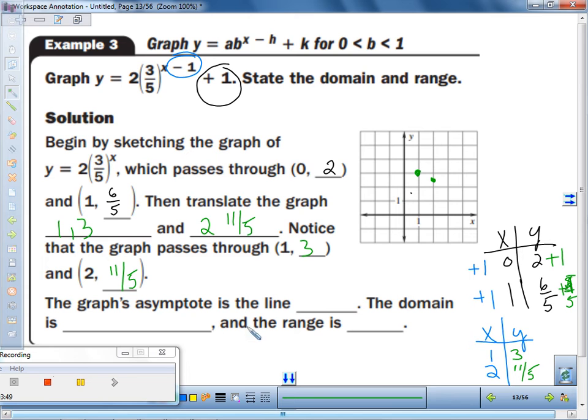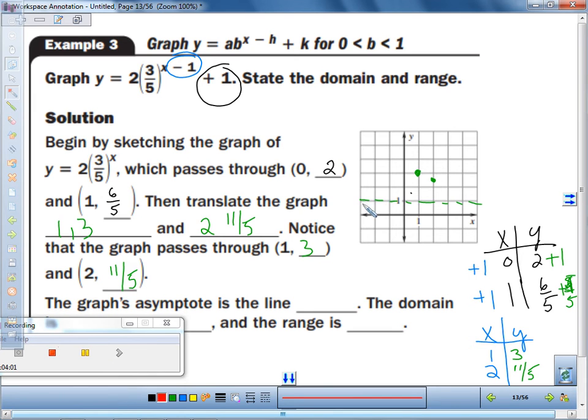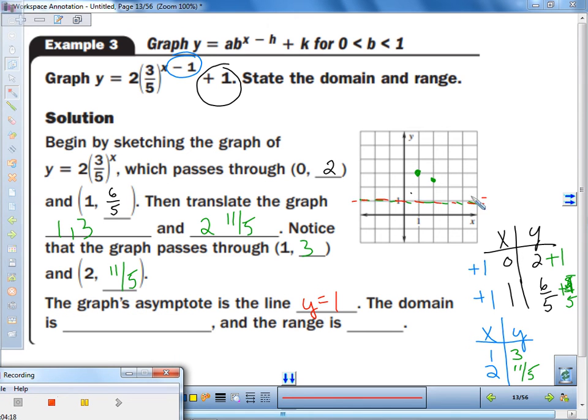Now our asymptote has been moved. Normally it would be at the x-axis, but now it's been moved up to right here. Let me draw that in red. That's our asymptote, so our graph is never going to cross there. When we graph it, we'll end up coming real close to it. The asymptote is the line y is equal to 1. And then the domain: x can be any value, so x is all real.